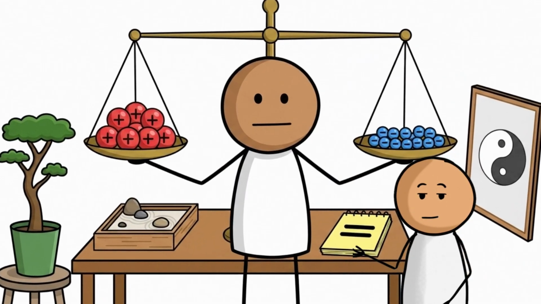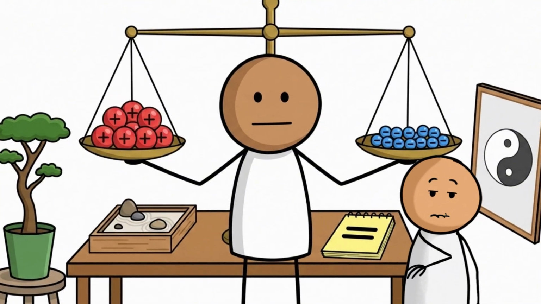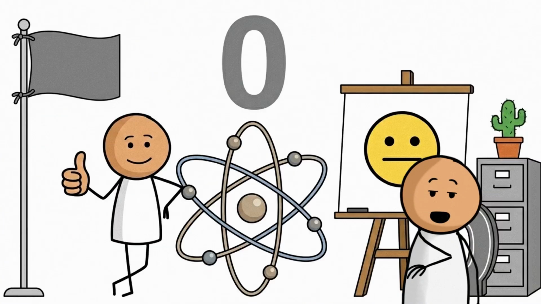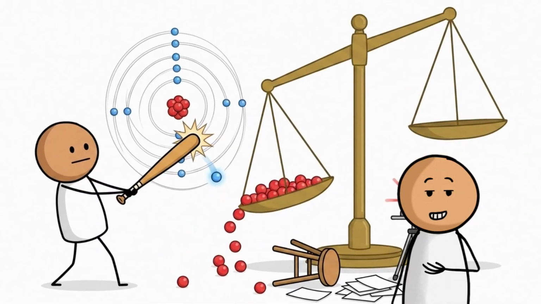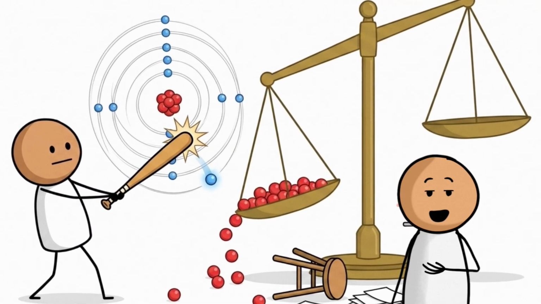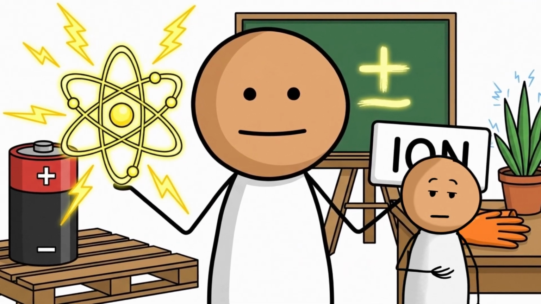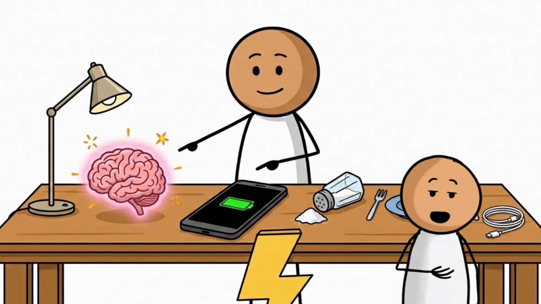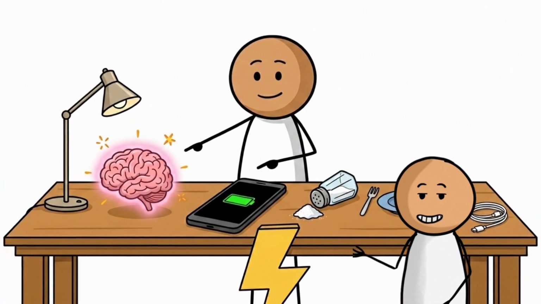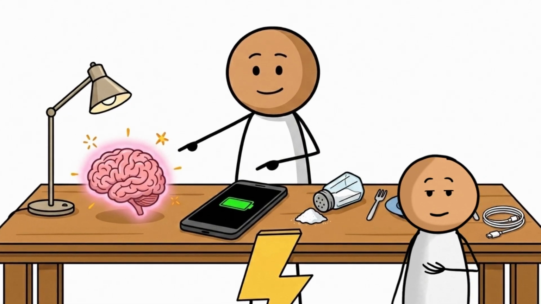In a normal atom, the positives and negatives balance out perfectly, equal protons and electrons. So the atom as a whole is neutral, but knock an electron loose and that balance breaks. Now you've got a charged atom called an ion, and that tiny imbalance is exactly what fires the nerves in your brain, powers the battery in your phone, and makes the salt on your food, well, salt.